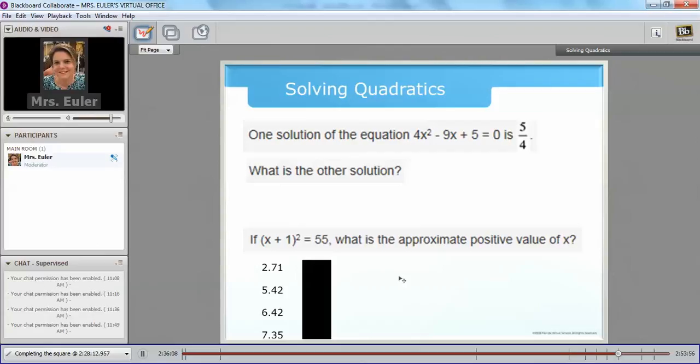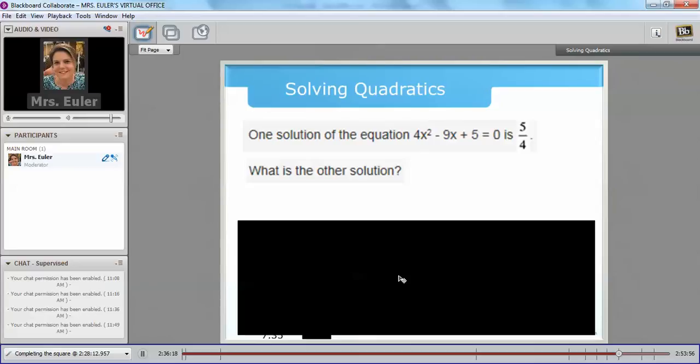All right, solving some more quadratic equations. We've got 2 different problems here, so let me cover up this problem for just a moment and focus on this top problem. One solution of the equation 4x squared minus 9x plus 5 equals 0 is 5/4. They're telling us one of the solutions. Again, this is a multiple choice question. They want to know what is the other solution.